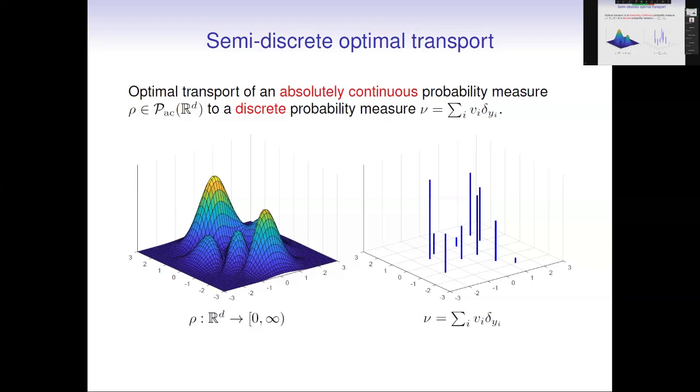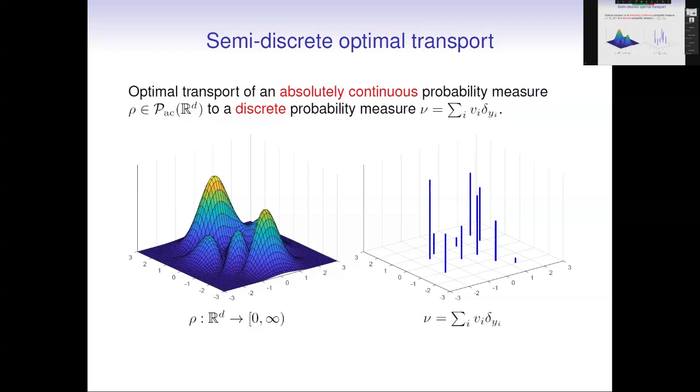So the buckets are located at positions yi, and they have capacity vi, and we're not creating or destroying mass, we're really transporting it. So these are both probability measures, so the capacities of the buckets have to add up to the volume of the sand. And there's only finitely many places the sand can go. We've got finitely many buckets, and we want to move the sand to the buckets in an optimal way, so with least effort.